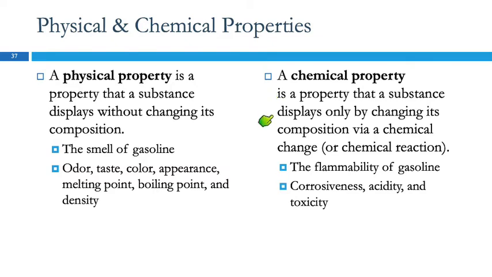Chemical properties are only displayed by changing the composition, and these are really just descriptions of a chemical reaction. So gasoline is flammable. It reacts with oxygen, burns to form carbon dioxide and water, mostly. Other examples of chemical properties: corrosiveness, acidity, and toxicity.